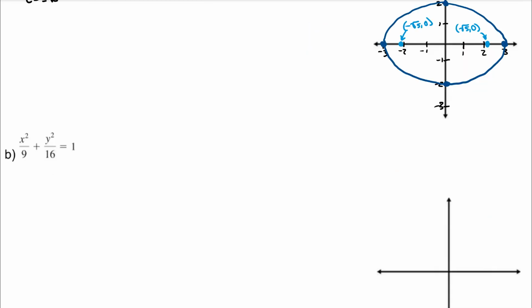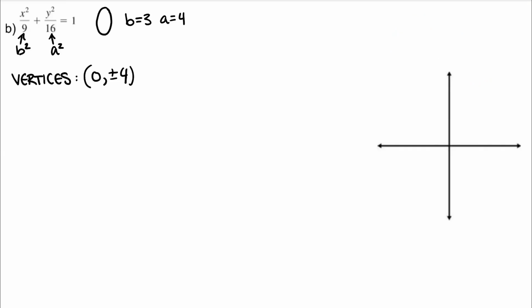For part B, a squared, the larger denominator, is 16 and b squared is 9. That means that a is 4 and b is 3. Because a squared is the denominator for y squared, we have a vertical ellipse, and the major axis, vertices, and foci lie on the y-axis, since the center is at the origin. That means the vertices are at 0, plus or minus 4 on the y-axis. Fill in the major and minor axes and solve for c to find the foci.